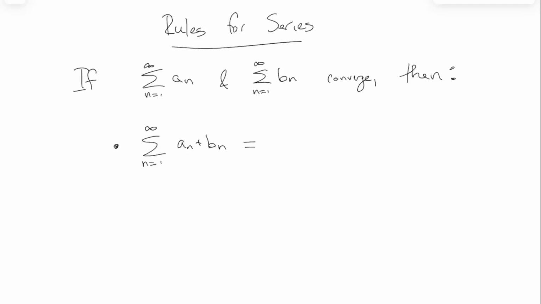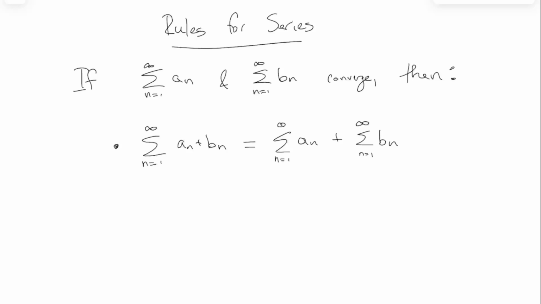This is like rules for limits. Maybe I shouldn't have said everybody knows what I'm going to say here. Nobody wants to say it. Any ideas? Yeah? You can make it 2 sums. Yeah, you can make this 2 sums. The series of an plus the series of bn. Exactly right.